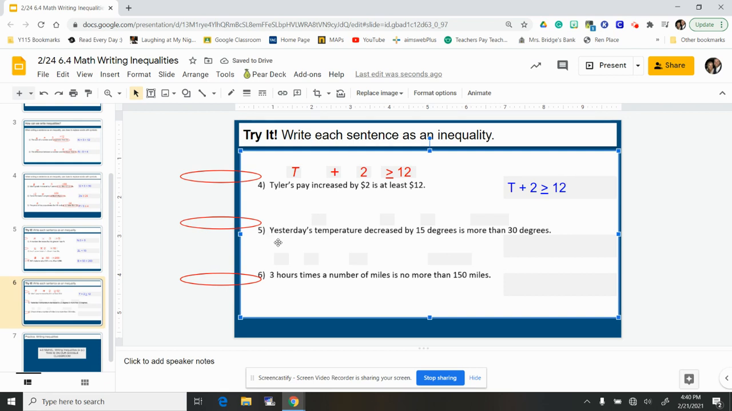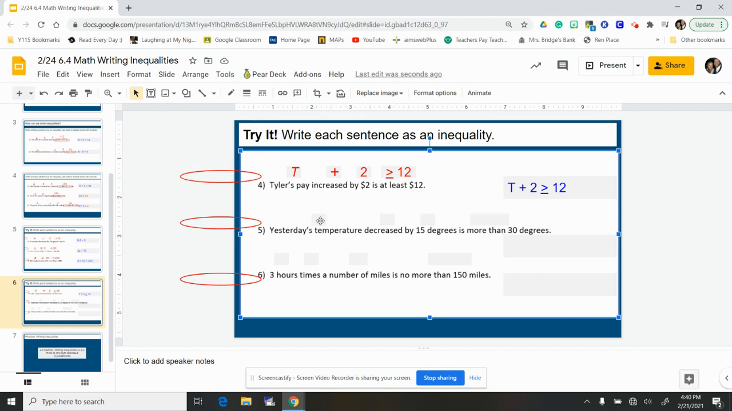This next one you'll again do on your own. I'll just read it for you really quick. Yesterday's temperature decreased by 15 degrees is more than 30 degrees. Go ahead and fill in the blanks up at the top in your slide and go ahead and write the inequality.